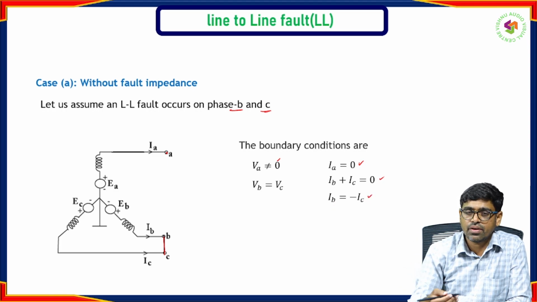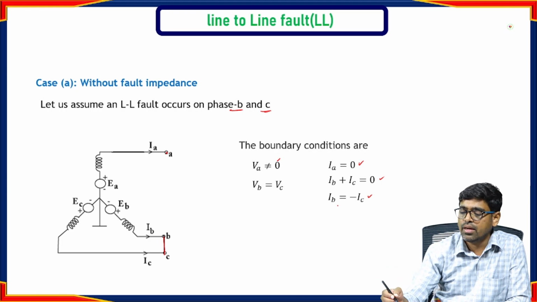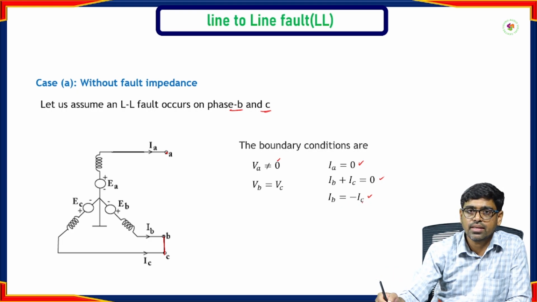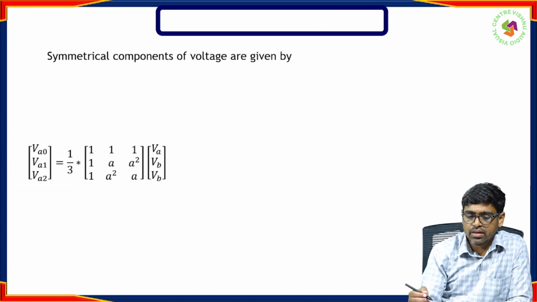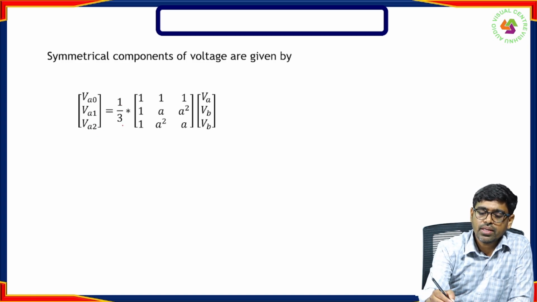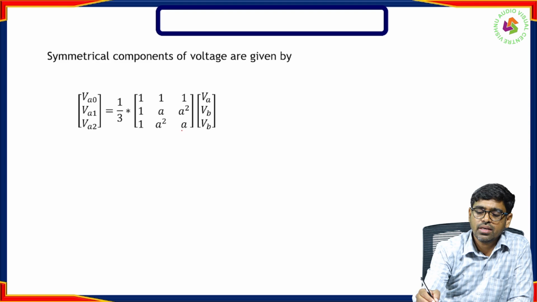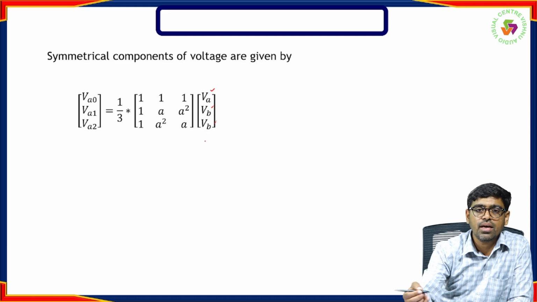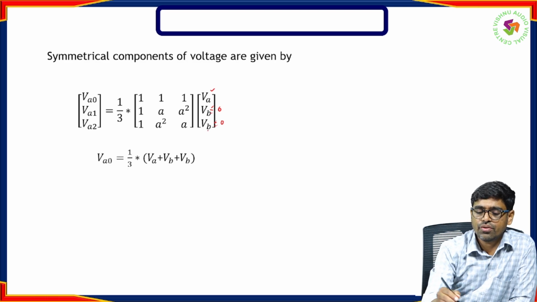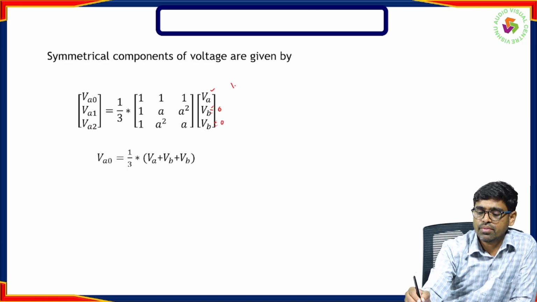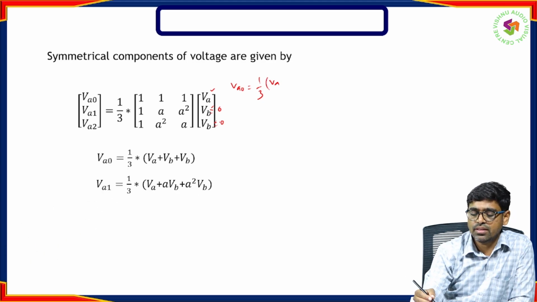So in symmetrical analysis, for IA, IB, IC, we write IB in place of IC as minus IB, or any one relation. The symmetrical component voltages are given by VA0, VA1, VA2 equal to 1 by 3 times the matrix 1, 1, 1; 1, A, A square; 1, A square, A, times VA, VB, VC. VA is not equal to 0 and VB, VC are 0. So if we substitute, VA0 equal to 1 by 3 into VA plus VB plus VC.